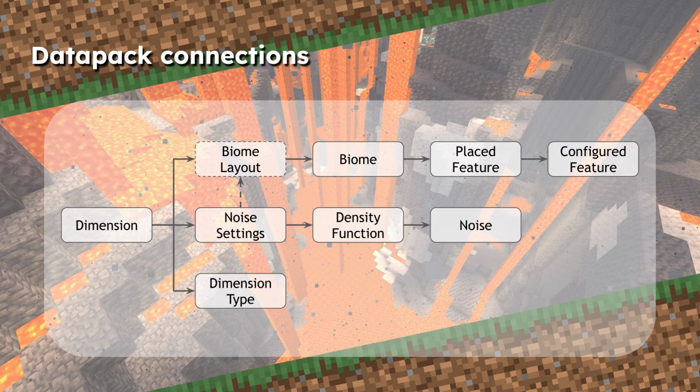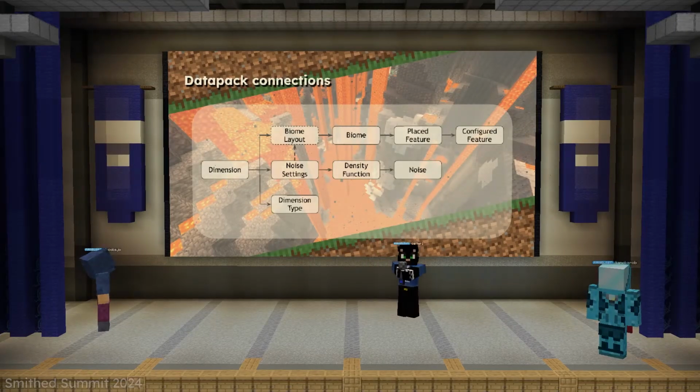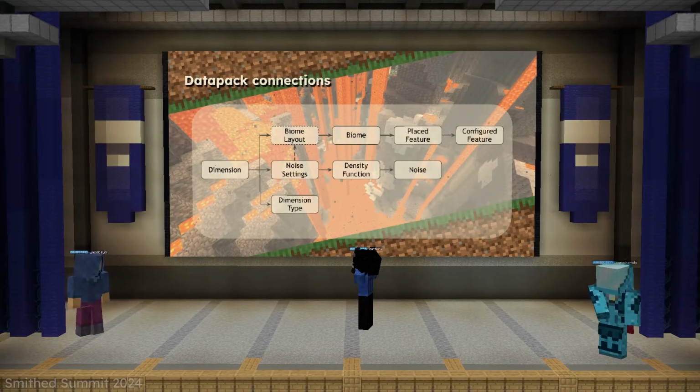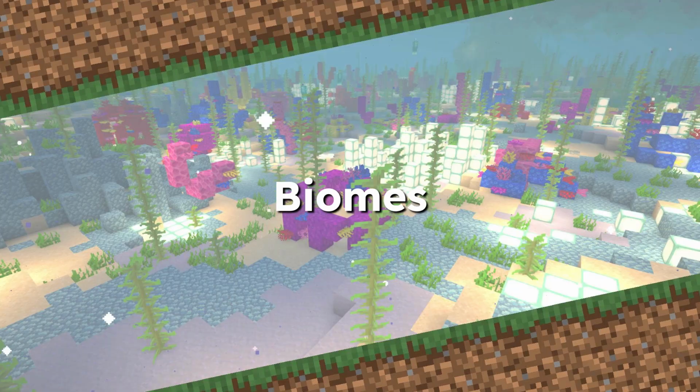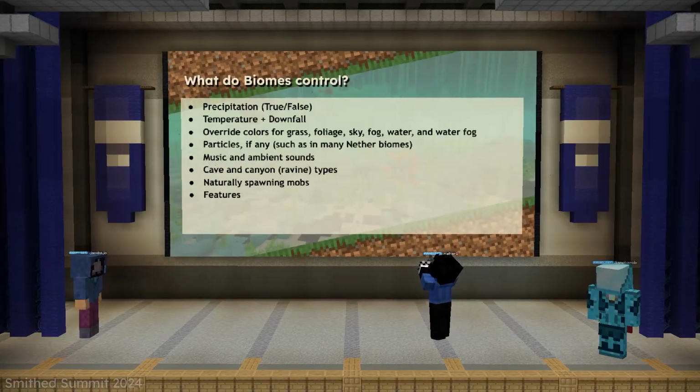And this is kind of the tree to see how everything connects to each other. So as I mentioned before, the dimension is the brain. It's where everything starts. The dimension type is on the side, but then you have the biome layout and the biomes with the features that come after that, and then the noise, density functions, and noise settings. And then to start off, we will talk about biomes, which is the bread and butter of many data packs.